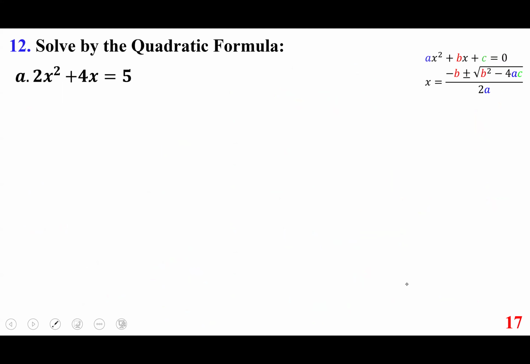Let's solve by the quadratic formula, and we have the formula here: ax squared plus bx plus c is 0, x is minus b plus minus the square root of b squared minus 4ac over 2a. So the very first thing we do, we put it in standard form. Because 5 is on the right, we move it to the left to make sure it's in standard form. Then we write a, b, c. A is 2, b is 4, c is -5.